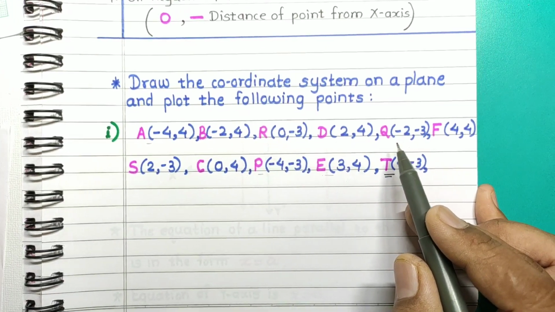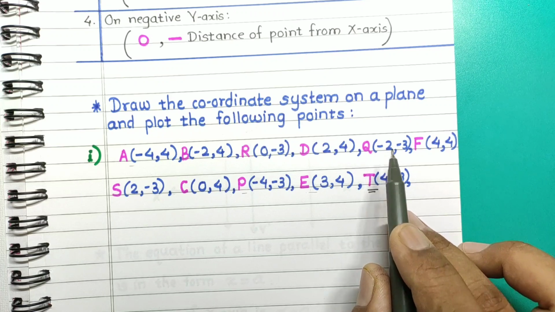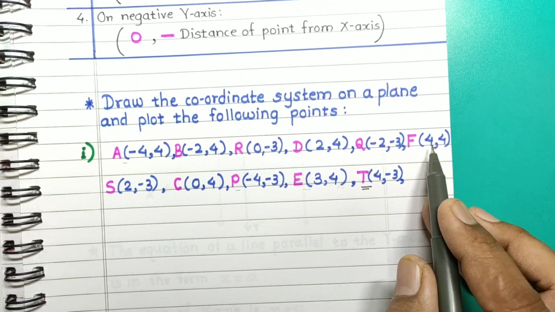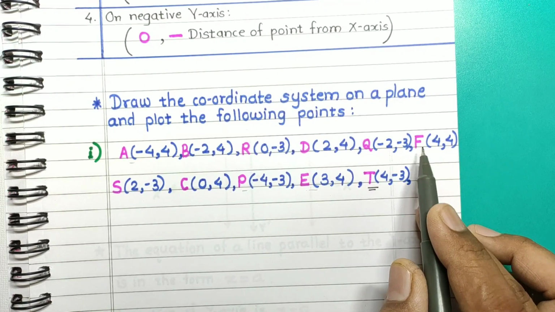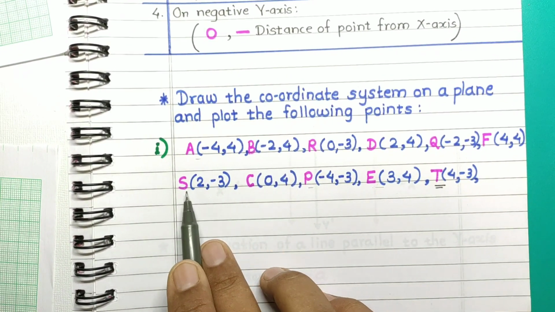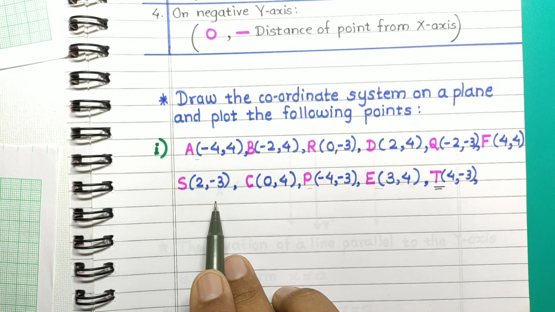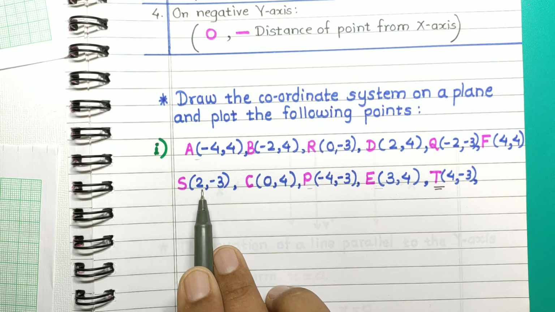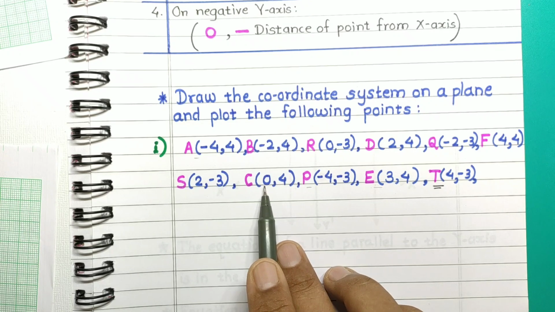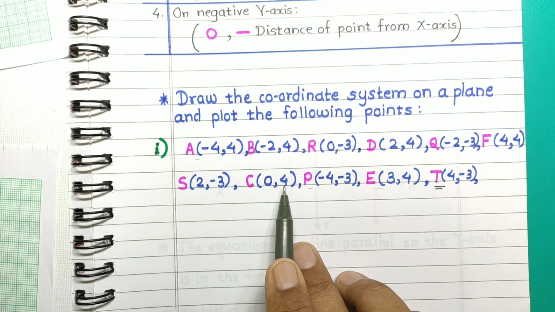Then point Q, both of its coordinates have negative sign, so point Q lies in the third quadrant. Point F (4, 4), both the coordinates have positive sign, so point F lies in the first quadrant. Then see point S with coordinates (2, -3). The x coordinate is positive, the y coordinate is negative, so point S lies in the fourth quadrant. See point C with coordinates (0, 4). The x coordinate is 0, so you note that point C lies on the y-axis.